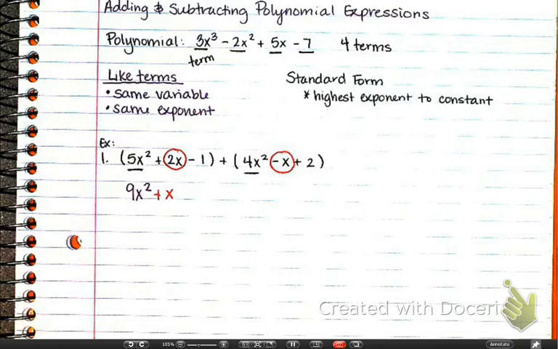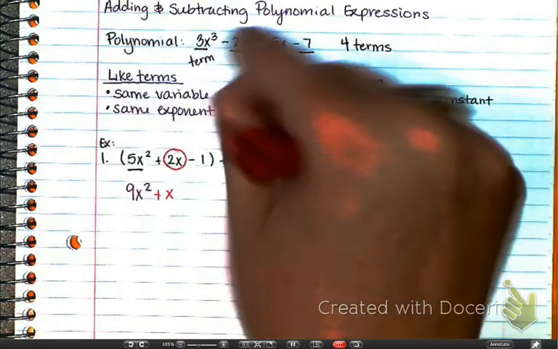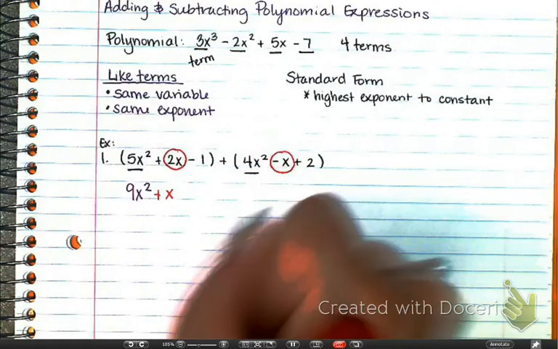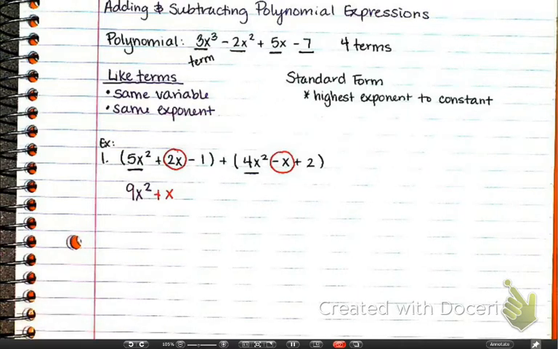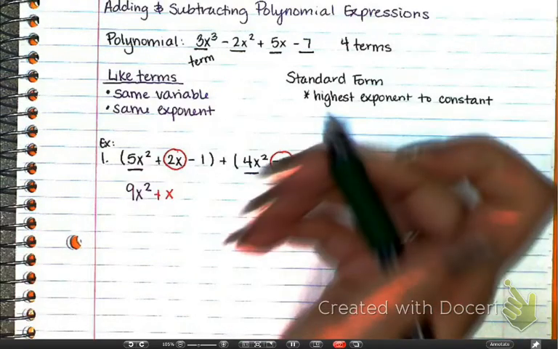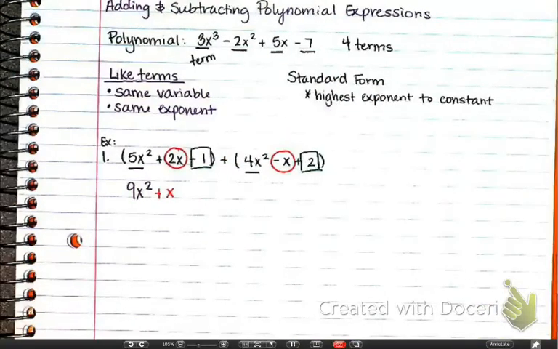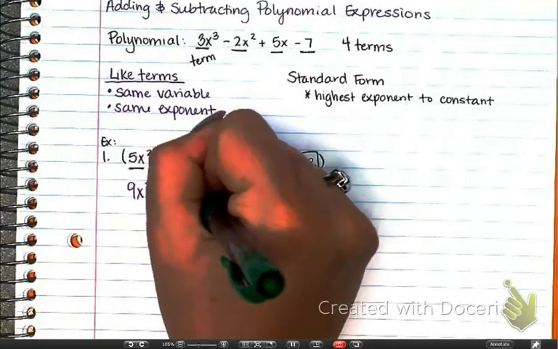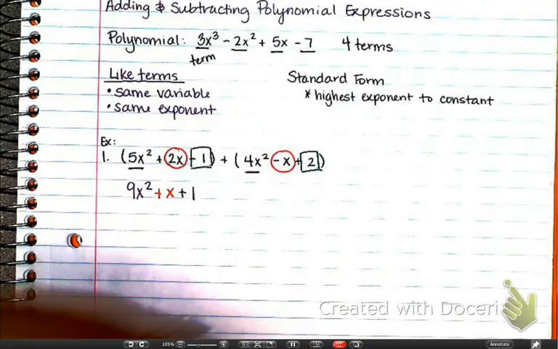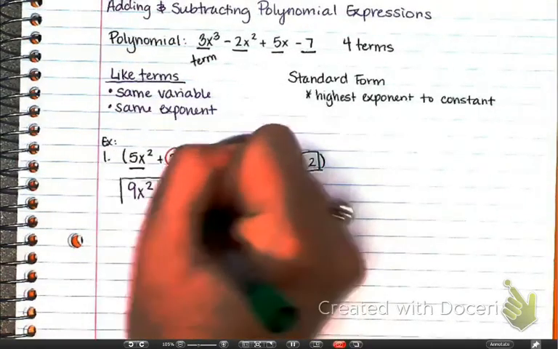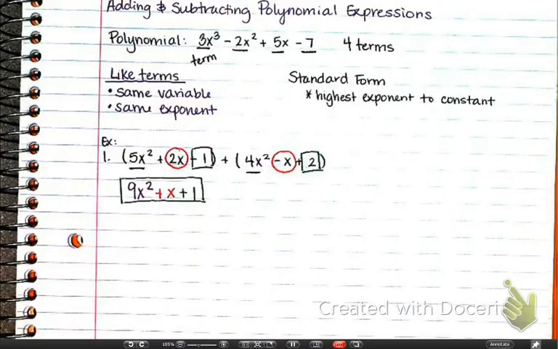The nice thing about identifying things as you go is you figure out what's left. Again, some people like to cross it out because you don't want to reuse something. What's left? My constants, so -1 plus 2. What's -1 plus 2? 1. So my new expression is 9x squared plus x plus 1.